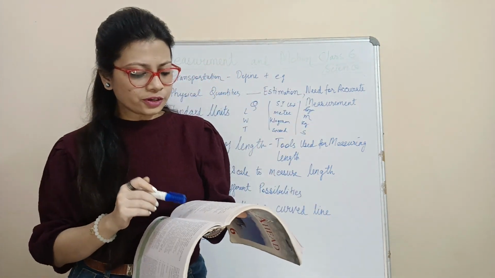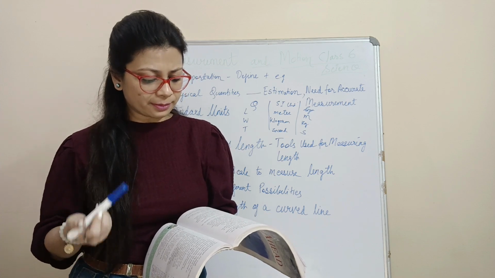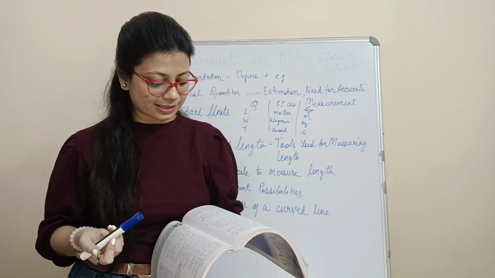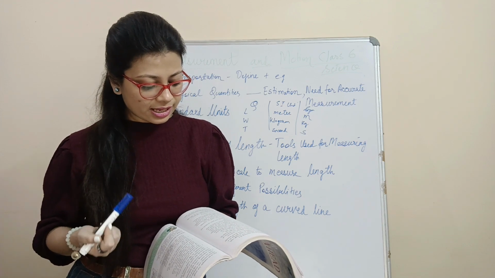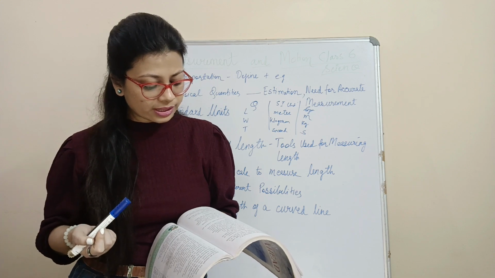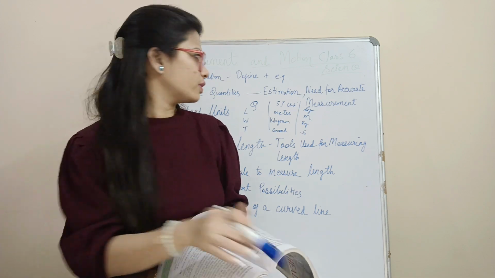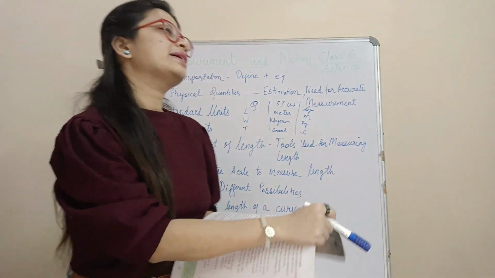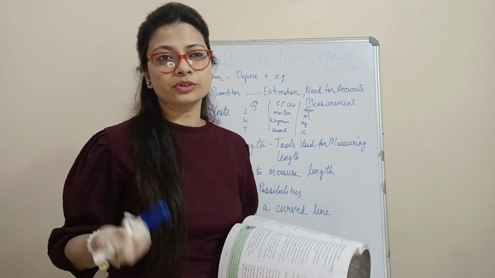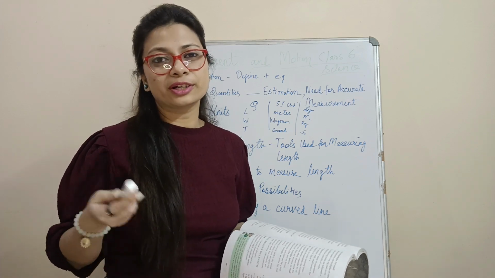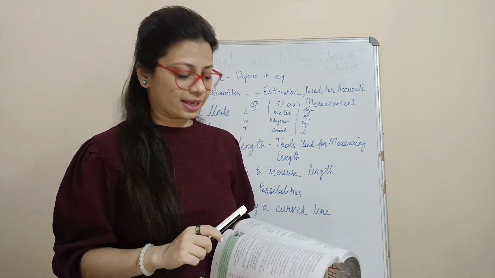This system is now used for scientific work all over the world, but for everyday measurements, different units and systems are still used. For example, the degree Celsius is commonly used, although the standard unit for measuring temperature is the kelvin. For measuring temperature, nowadays we still often use degree Celsius, but the SI unit will remain the kelvin.